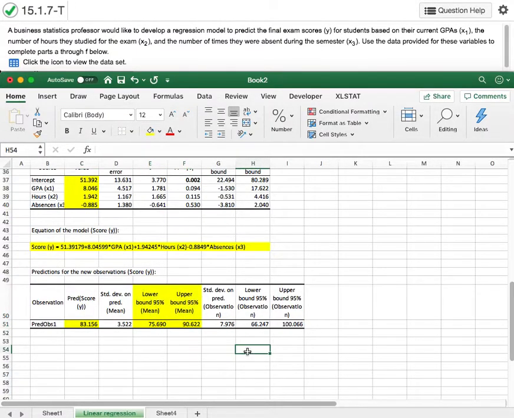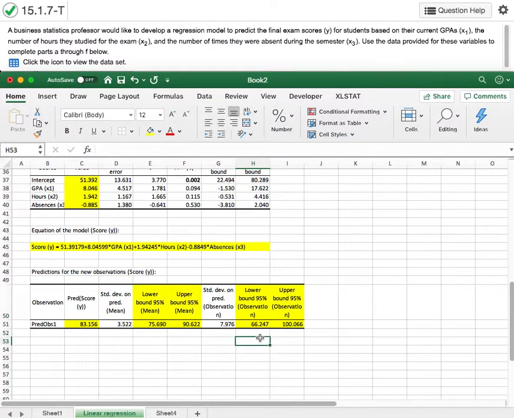So at 95%, this is just saying that we're 95% confident that the average score for a student with those variables will be 83.16. And then we have our prediction intervals here for that specific observation. So notice again, mean, average, and specific observation.